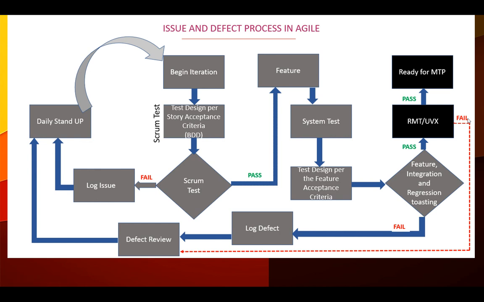I hope this is clear, and we were able to cover the difference between issue and defect, and when to open an issue and when to log a defect. What is the responsibility of the Scrum test team? What is the responsibility of the system test team? And when the feature is moving to MTP, when everything is done, only then do you make the feature MTP ready. Hope this is clear.